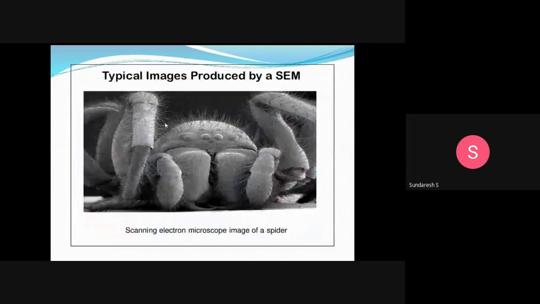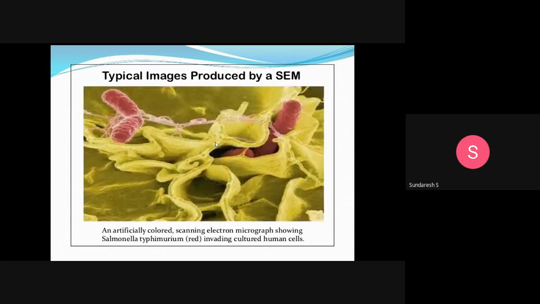These are typical images produced by SEM. This is a scanning electron microscope image of a spider. Looks like a spider. How small the spider is, but it looks like this. Just see how we are getting it.